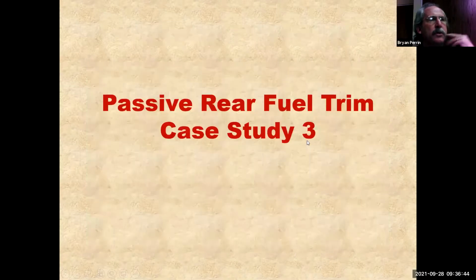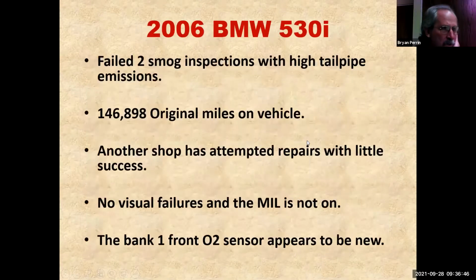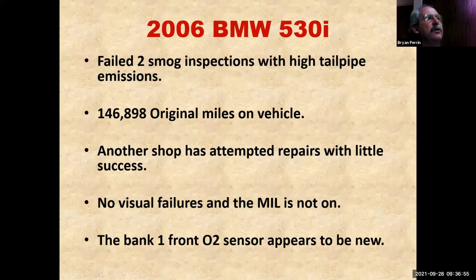So here's a third one. This is a BMW. This happened to fail tailpipe emissions. So, 2006 530. Failed 2 smog inspections with high tailpipe emissions, 147,000 original miles. Another shop had attempted repairs with little success. No visual failures, and the check engine light was not on. The Bank One front O2 sensor appears to be new, I noticed during my visual inspection.